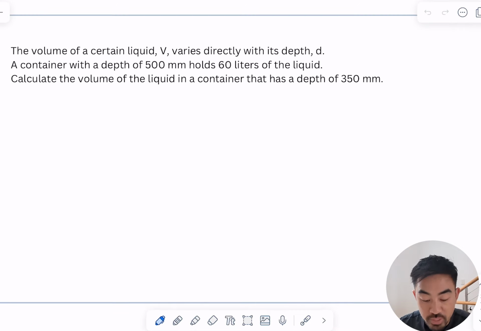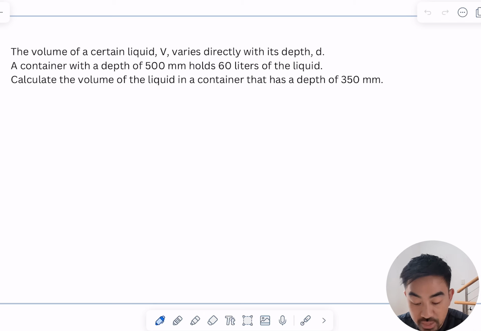Let's get into it. Alright, this question says a volume of a certain liquid V varies directly with the depth D. A container with depth 500 millimeters holds 60 liters of liquid. Calculate the volume of the liquid in a container that has a depth of 350 mil. Alright, so there's heaps there.